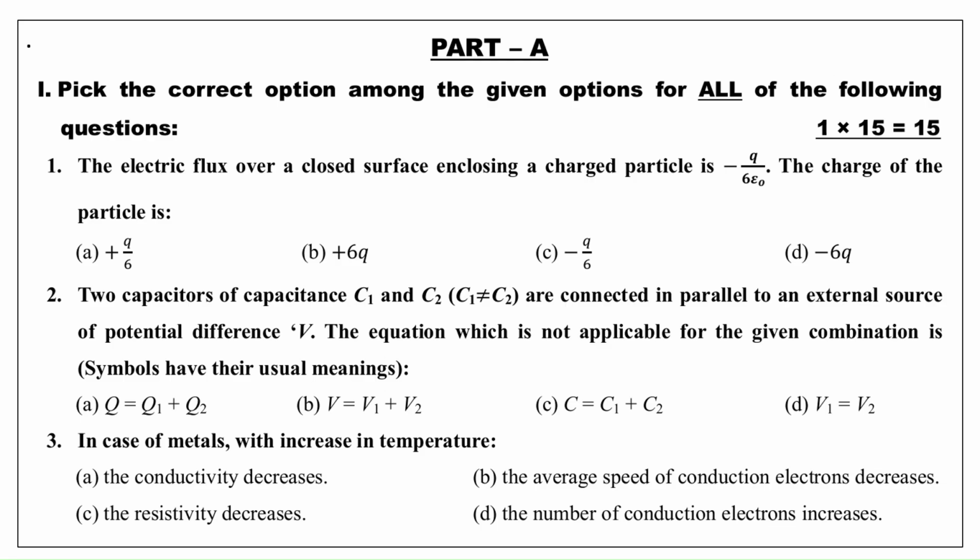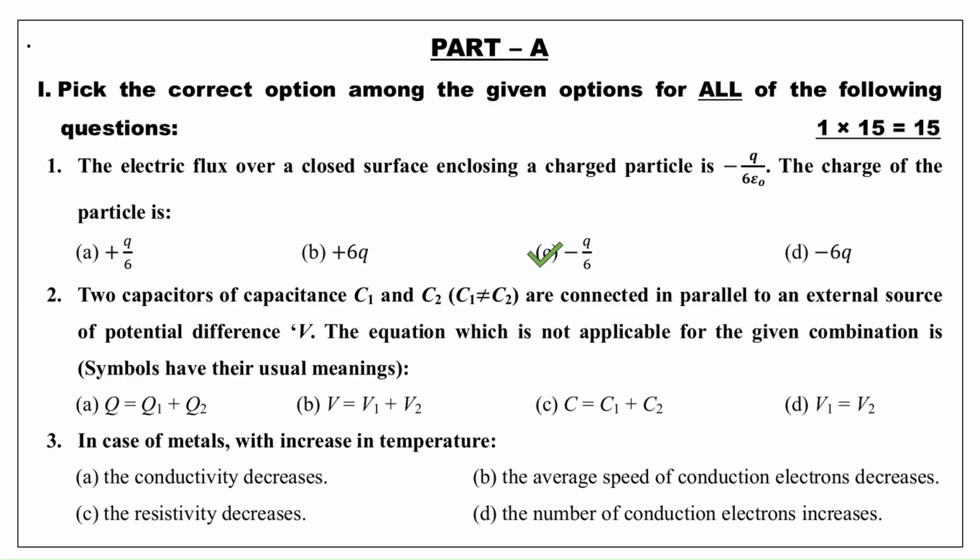1. The electric flux over a closed surface enclosing a charged particle is minus q by 6 epsilon naught. The charge of the particle is. Answer is option C. Minus q by 6.